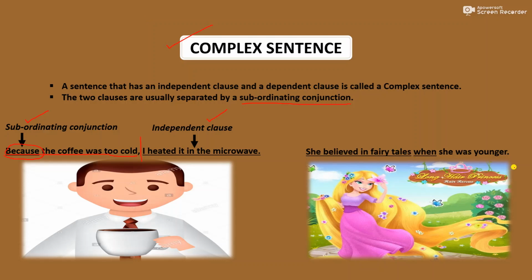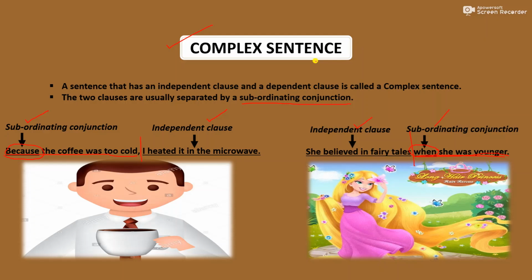Similarly, the second example here, she believed in fairy tales when she was younger. Here, she believed in fairy tales is actually an independent clause. It is a complete sentence. Whereas this word when is the conjunction, and it is a subordinating conjunction. Now, a subordinating conjunction always introduces your incomplete sentence or your dependent clause. So when she was younger is the dependent clause. So here in this sentence we have one main clause, we have one dependent clause, and we have a subordinating conjunction as well. So this sentence is a complex sentence.